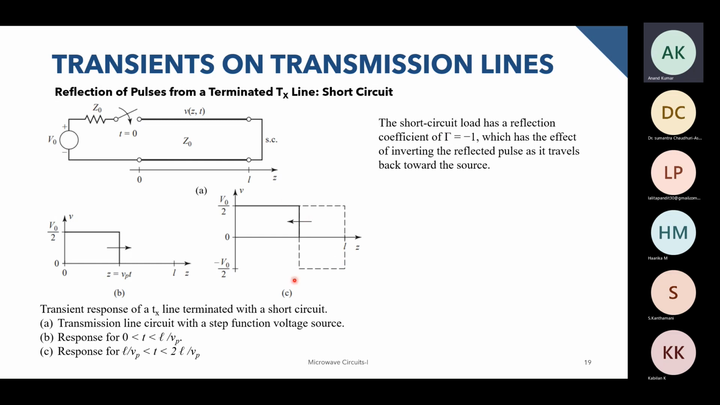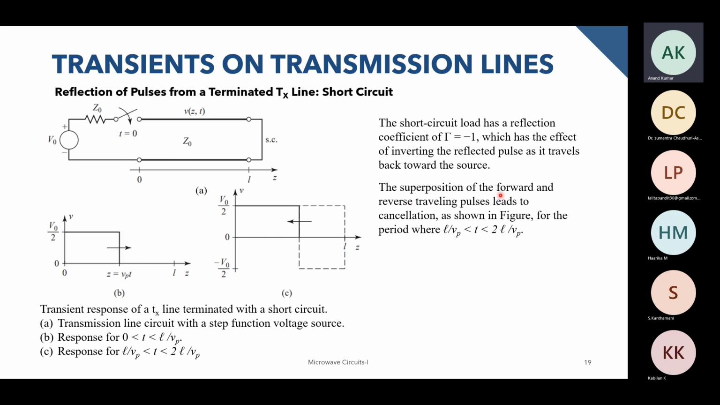So taking a summation of the forward voltage and the backward voltage, essentially the voltage will become zero, and this v equal to zero will propagate with the same velocity. So for t less than L by Vp, we have this case over here, and for t between L by Vp and 2L by Vp, the reflected pulse will travel back towards the source and essentially short the source.